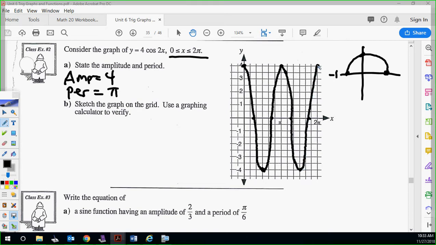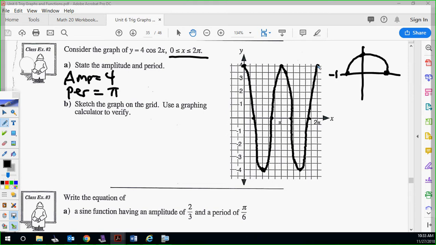Now remember, why did I graph to 2 pi? Because it told me to. It says I want to be between 0 and 2 pi. So what's important about that is that when you make the connection, our period was pi. It wanted me to graph 0 to 2 pi, so it means I'm drawing the graph twice. I should have 2 cosine curves. I have 2 cosine curves, right? 1, 2. Any questions there or confusion on that?